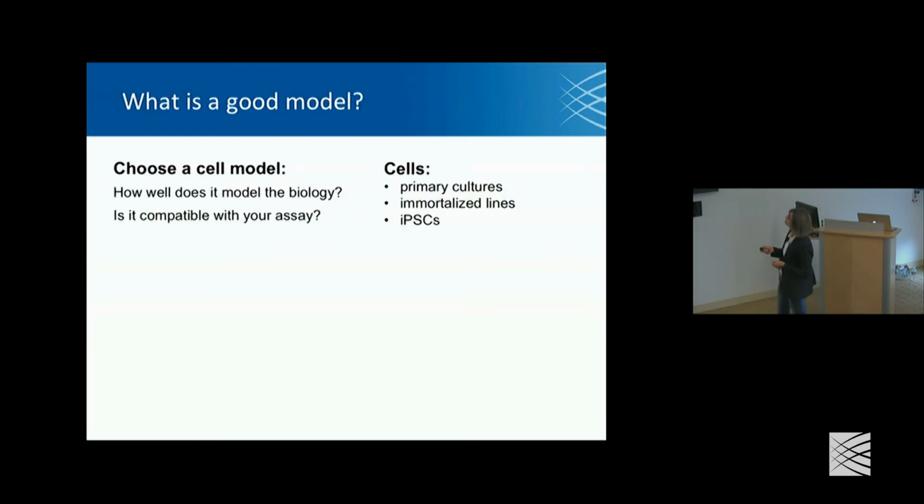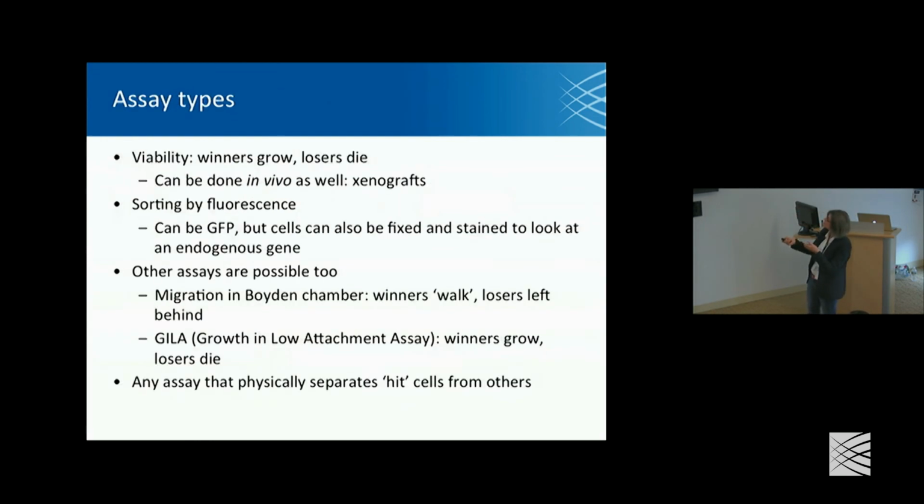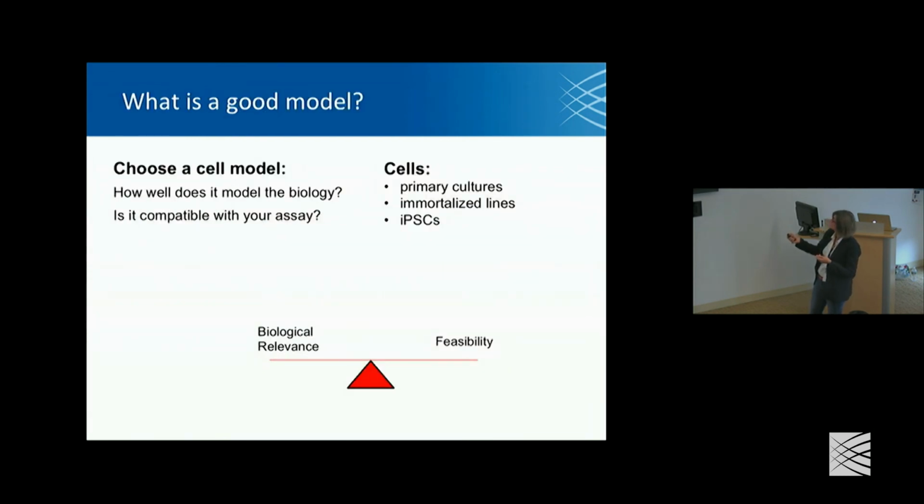So what is a good model? You need to have a cell line or a tissue that models well the biology that you want to study. But it also has to be feasible with the assay that you want to run. You can have any primary culture, in vivo mouse, immortalized cells, or iPS cells. This choice should be driven by the biological relevance. But at the end, everything is a compromise between the biological relevance and the feasibility of your screen.